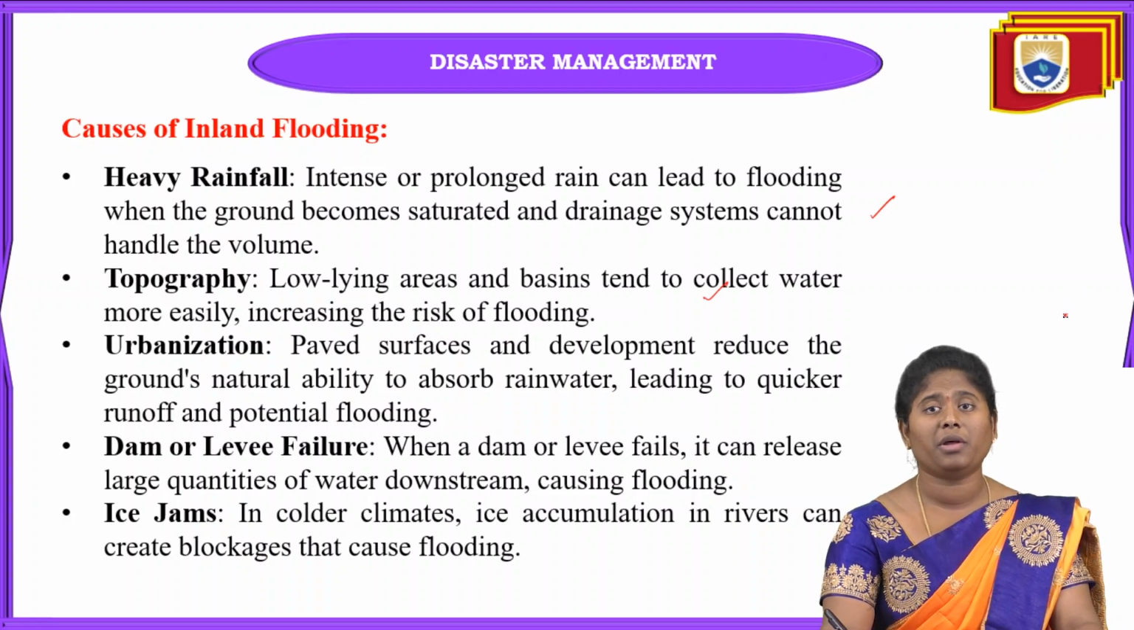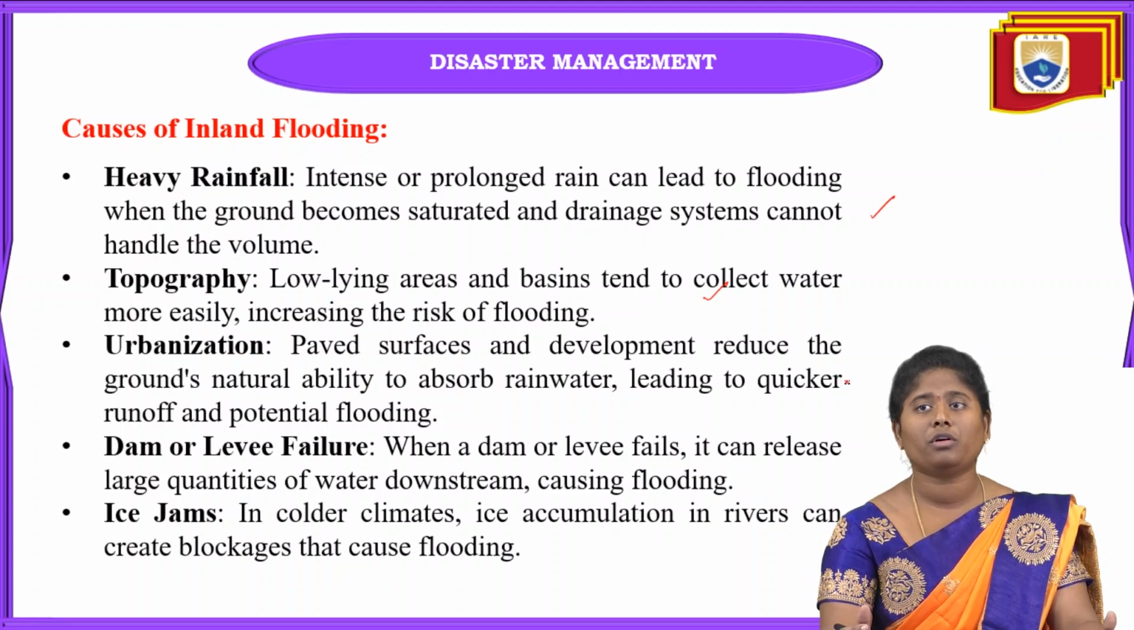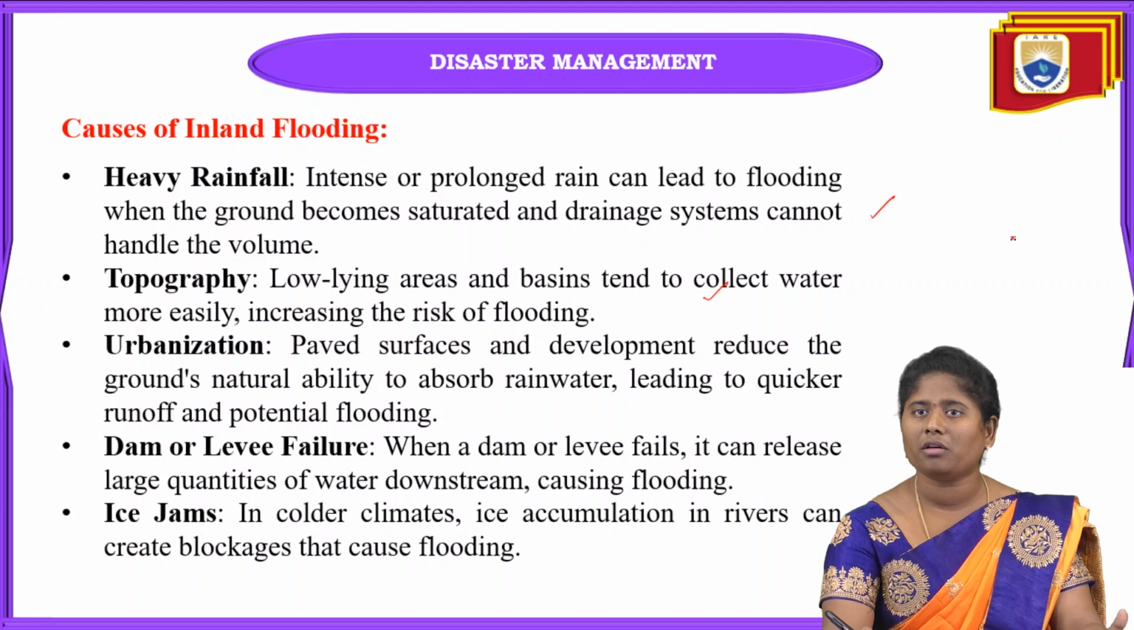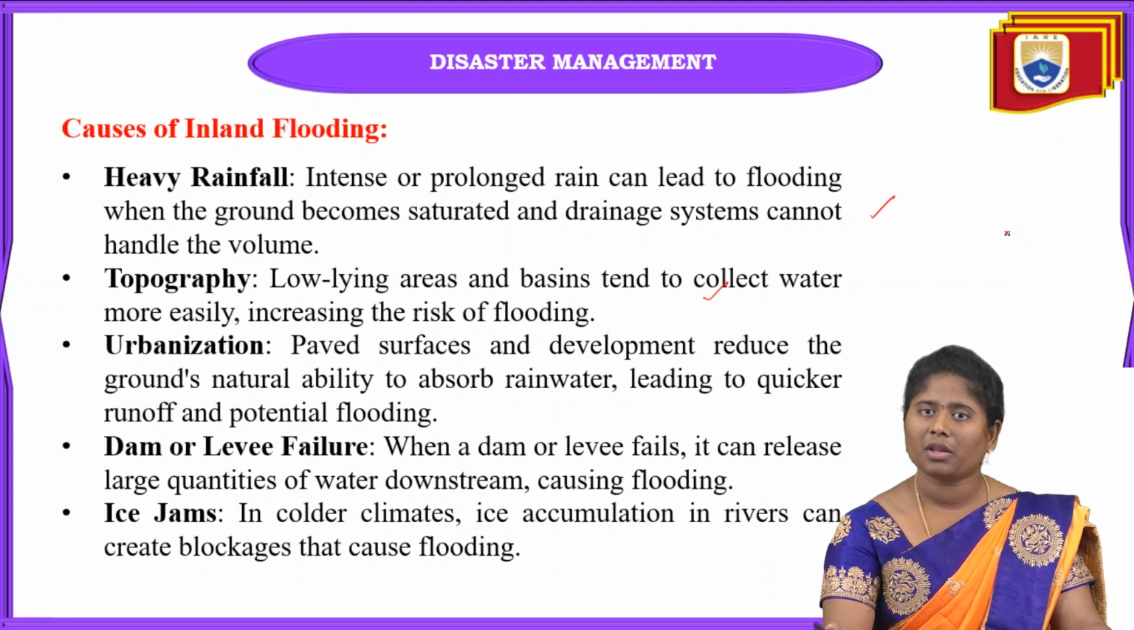Coming to the next one, that is urbanization, meaning the development of paved surfaces and other construction. This reduces the ground's natural ability to absorb rainwater. Due to not absorbing the rainwater, this directly leads to flooding. Why? Because if heavy rainfall is going on in that area, runoff should be there. If runoff is not there, floods will occur, and they will be very heavy in those areas.